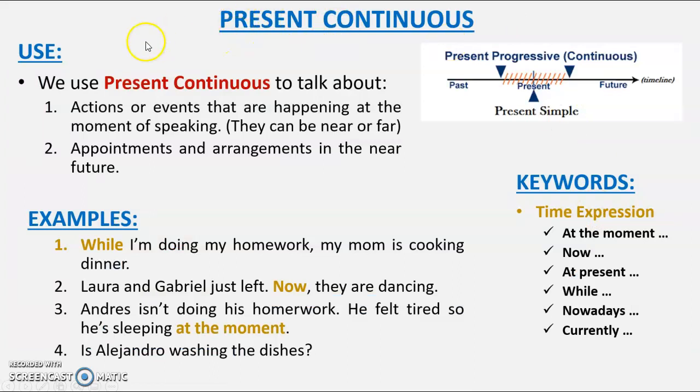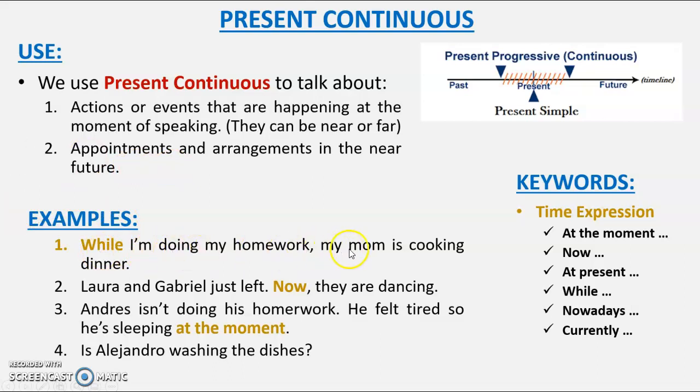Present continuous. We use present continuous to talk about actions or events that are happening at the moment of speaking, okay? They can be near or far. So we can be talking about something, but we can refer to something that is happening far from you, right? The second part is appointments and arrangements in the near future. Okay, we saw this in the first term, the use of present continuous for future. So we have here some examples.